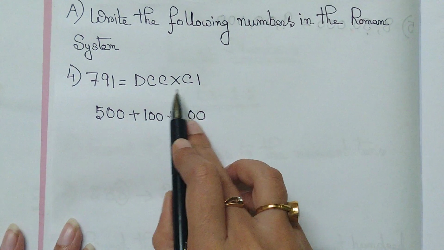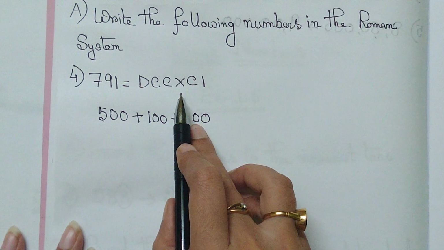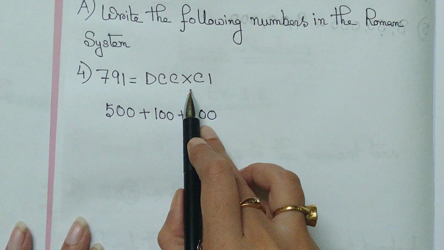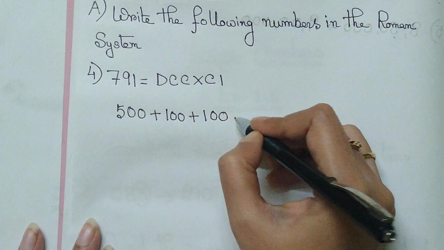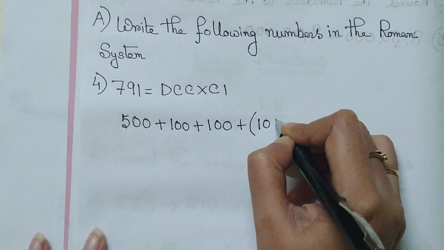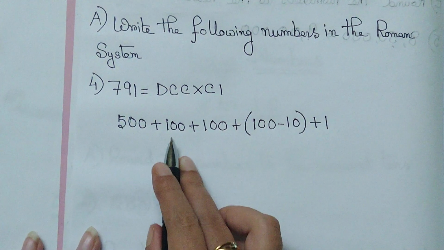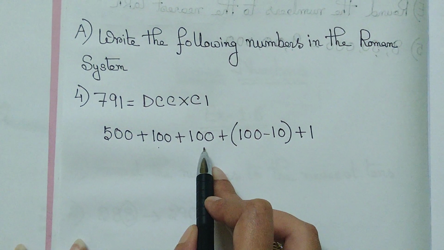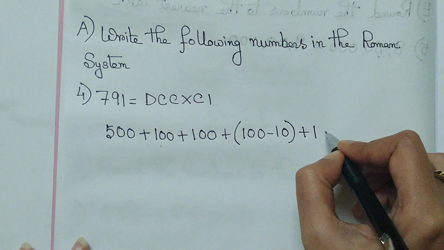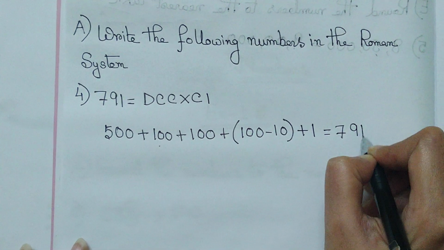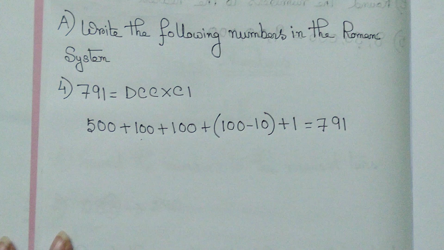Now XC, X means 10, C means 100. Now X is smaller than C and so it will be subtracted from the numeral immediately following it. That means 100 minus 10, plus 1. So 500 plus 100, 600, 700, 700 plus 90, that is 790 plus 1 is equal to 791. That is why I have written DCCXCI. So this is your answer.